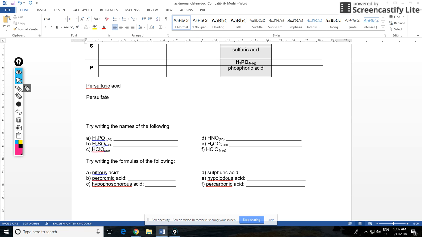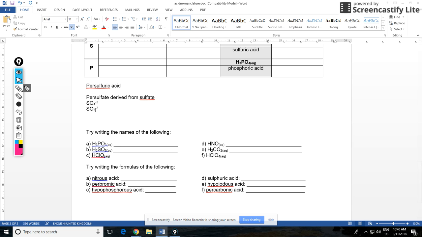To figure out persulfate, you need to remember that this was derived from sulfate. So the per, we know it's one oxygen above sulfate. Sulfate is SO4, 2 minus. That means that persulfate must have one more oxygen. So persulfate would be SO5, 2 minus. So what you can do now is you can do the crisscross between H and persulfate.